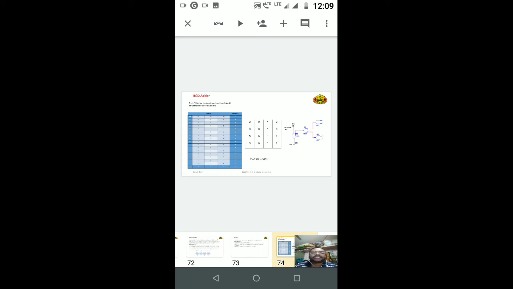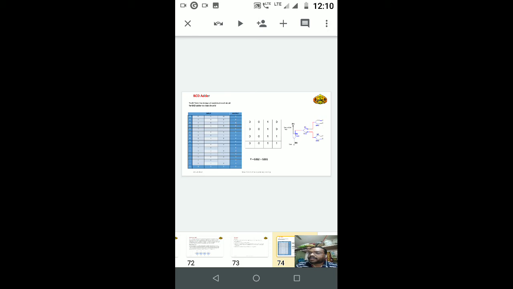But after 9, it starts from 10 to 15. This result is greater than 9. So, in this case you have to perform further steps. In that step, you add 6 to that particular result. So, in this case the output from 10 to 15 is taken as 1. Okay, so this is regarding the truth table.